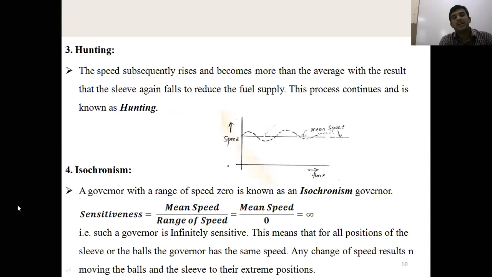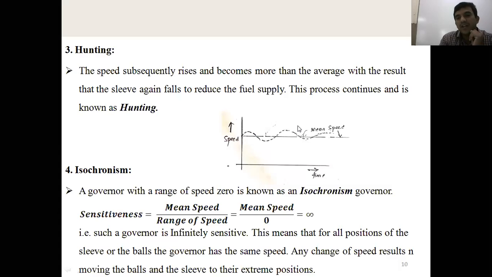After that, hunting. The aim of the device is to maintain the engine speed within the limit, or maintain a constant mean speed. But the governor is not able to maintain exactly the mean speed; it maintains the speed only within limits. The speed will increase or decrease from the mean speed by plus or minus 5%.